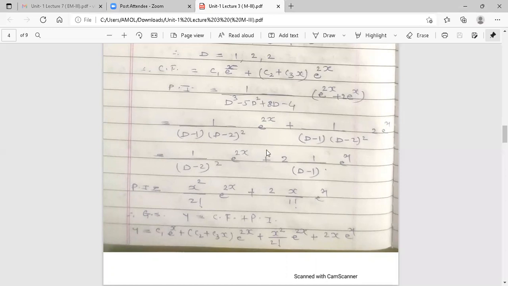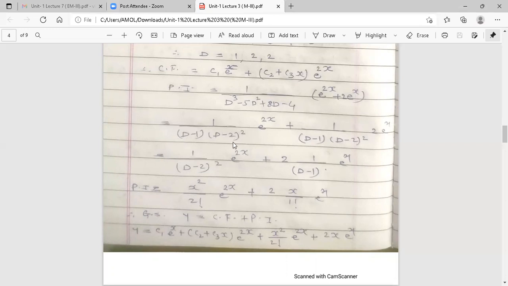Now solve for everyone. For the first term, the function is an exponential function, the coefficient is 2. So replace D by 2. If we replace this D by 2, 2 minus 2 will be 0. So it is the subcase 1 upon (D minus a) to the power r into e raised to 2x. The factor and the coefficient both are same here. And for the first term, if we replace D by 2, then 2 minus 1 is 1. So we can easily replace here D by 2.